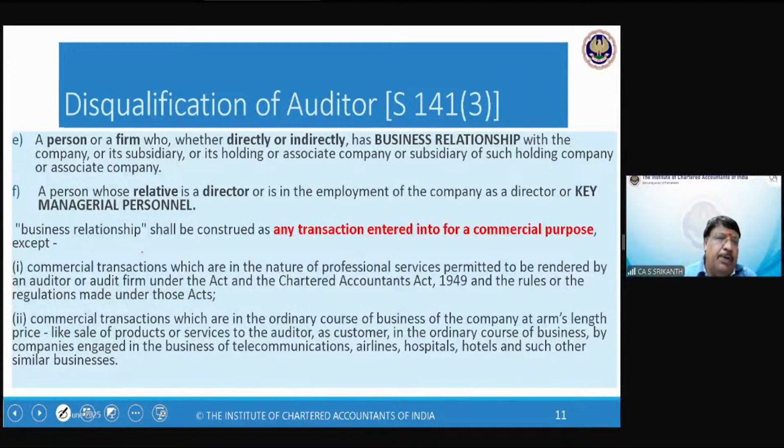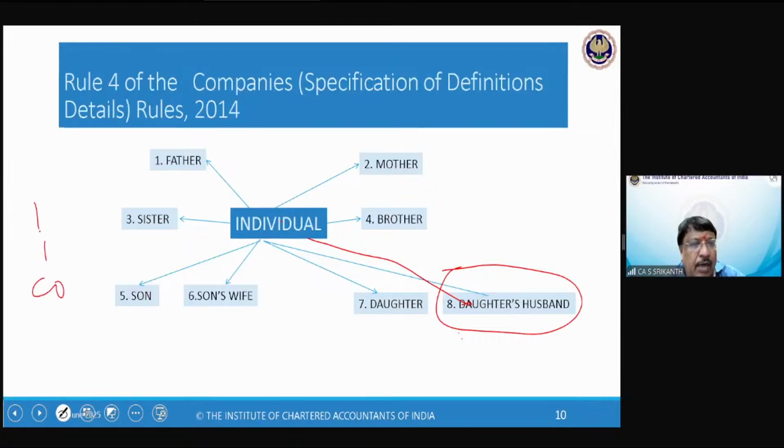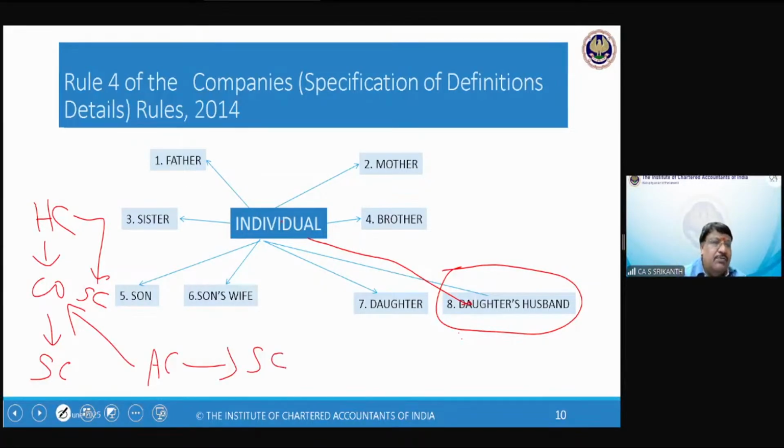Now we go to the next disqualification. A person or a firm who, whether directly or indirectly, has a business relationship with the company or its subsidiary or its holding or associate company or subsidiary company of such holding company, the whole thing. Company, subsidiary, holding, associate, subsidiary of the holding or associate company. So all are covered. I'll take this as the company, then holding company, then subsidiary company, then any other subsidiary of the holding company, then associated company, subsidiary of the associated company. Associated company means this company is holding more than 20% in this company. Okay, all are governed here.